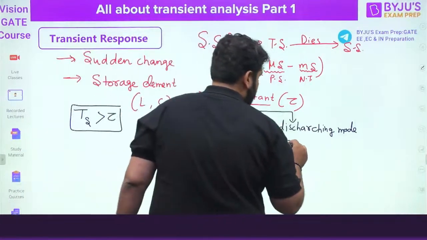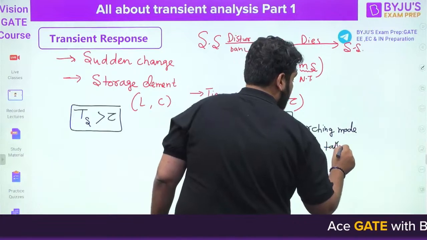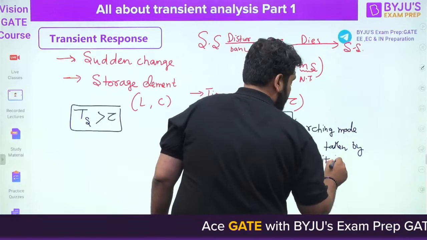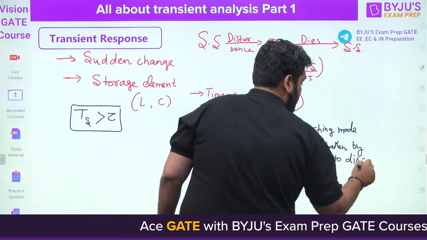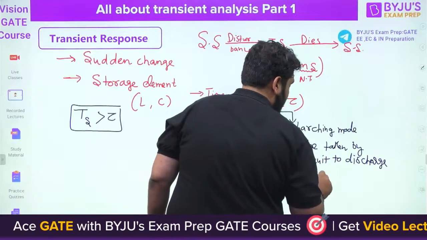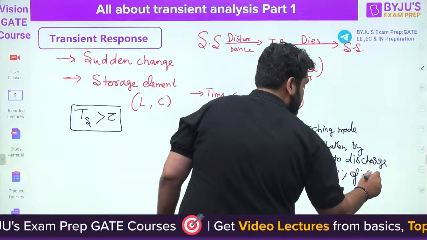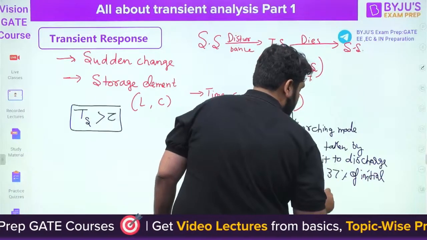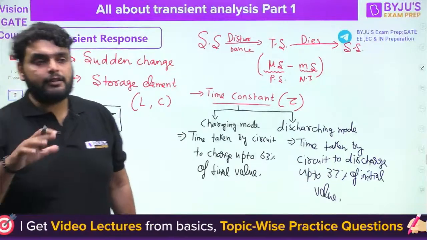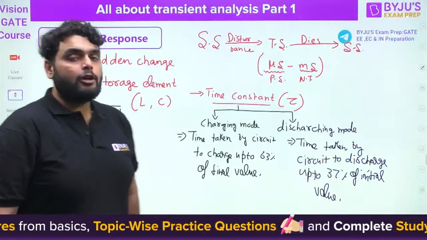Now for a discharging circuit, time constant is the time taken by the circuit to discharge up to 37% of initial value. 37% of initial value. Now understand, again, in some books you will find 36.8. That is also correct. I'm taking a rounded number. So 37% of initial value.